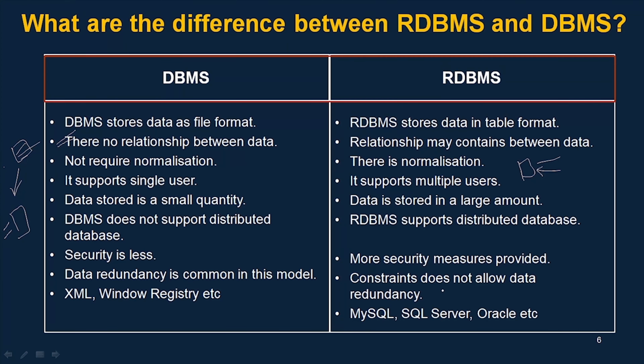On the other hand, constraints do not allow data redundancy in RDBMS. We have different types of constraints, and they will not allow duplicated data to be inserted in our table. So redundant data will not exist in an RDBMS system. DBMS examples are XML files, Windows registry keys and some old file management systems. On the other hand, MySQL, SQL Server, Oracle, etc. belong to RDBMS systems. So these are the differences between RDBMS and DBMS. Now we will move to our next slide to understand another question.